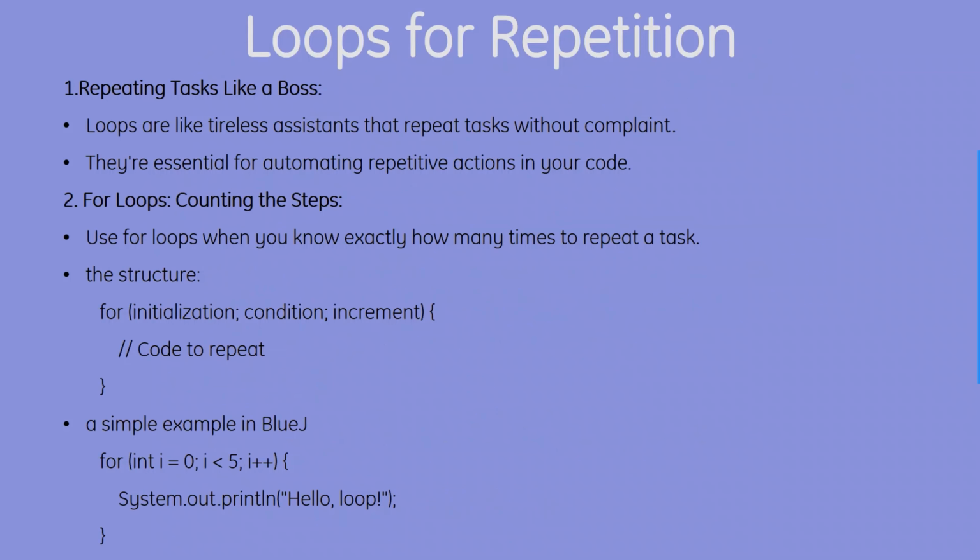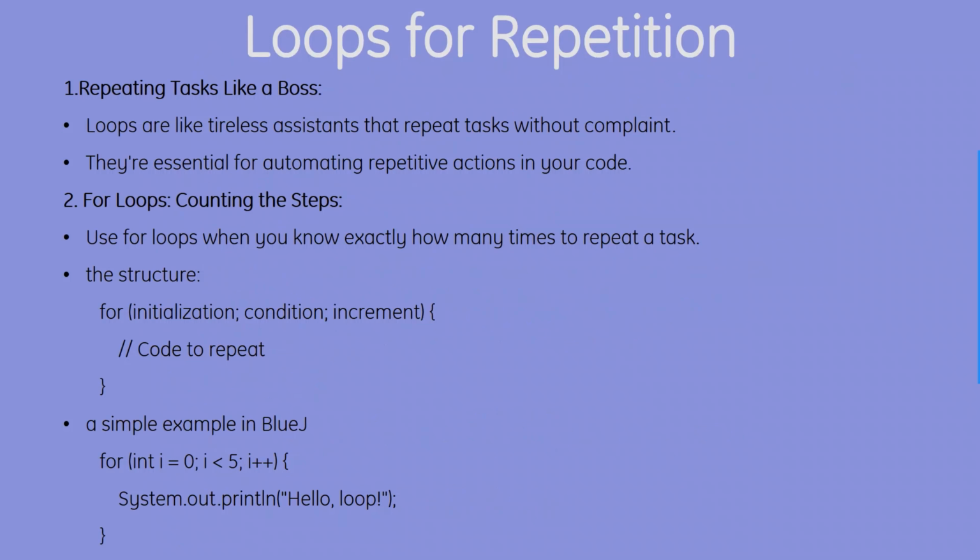Moving on, loops for repetition. If you want a certain program to keep repeating until a certain condition is fulfilled, we use loops. Firstly, repeating tools like a boss. Loops are like tireless assistants that repeat tasks without any complaint. They're essential for automating repetitive actions in your code.